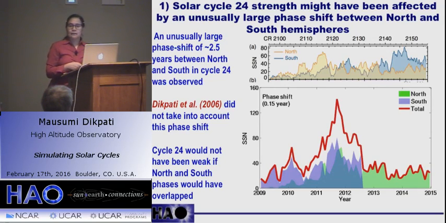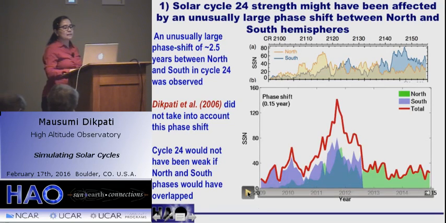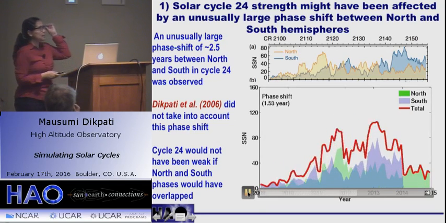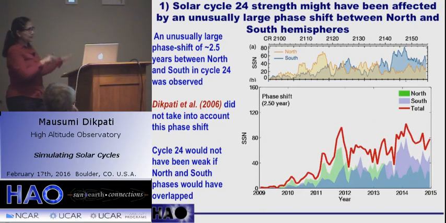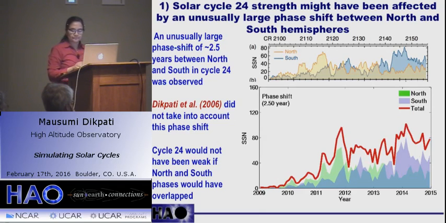If the north and south cycles had been superimposed, then here is the fictitious case. The north is represented by green and the south by blue. If they had been superimposed, then the total given by this red curve, you can see, would have been a strong cycle. But this has not been the case. Basically, there has been a large phase shift, therefore that strength has been smeared out.